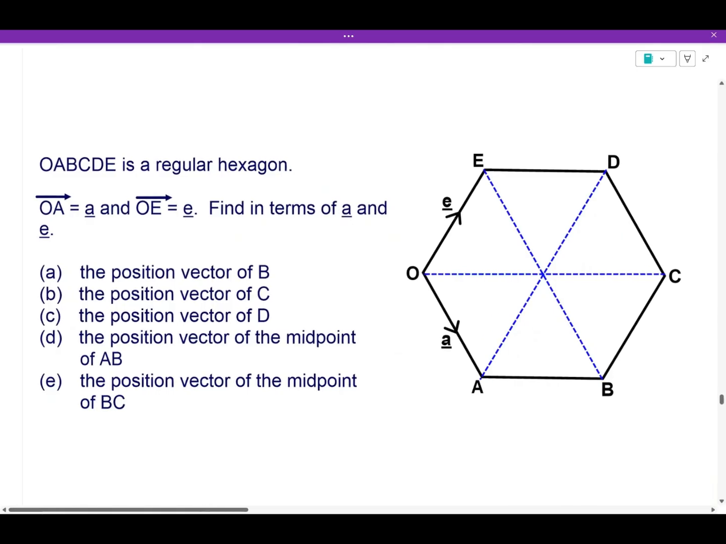So here we have a regular hexagon, and we've got our 6 vertices labelled as O, A, B, C, D, and E. So O should be our origin. Now we're told that O to A is equal to A, so that's indicated on my diagram, and O to E is E, and that is also indicated on my diagram. Now we need to find the following vectors in terms of A and E, but before I do that, I just want to go to my diagram and annotate on any other vectors I do know.